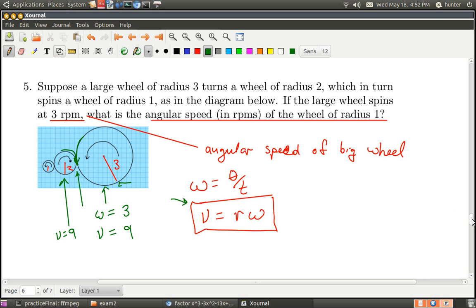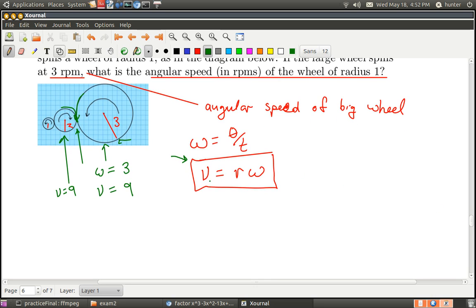Now, how many revolutions is it going to do per second? I need to use this formula again, right? So if this is true, it's really the same thing as saying that omega is equal to v over r, right? So if I want to figure out what omega is for this middle wheel, I can just use this. So omega is equal to the linear speed 9 over the r, which is 2, and so it is 4.5 RPMs.